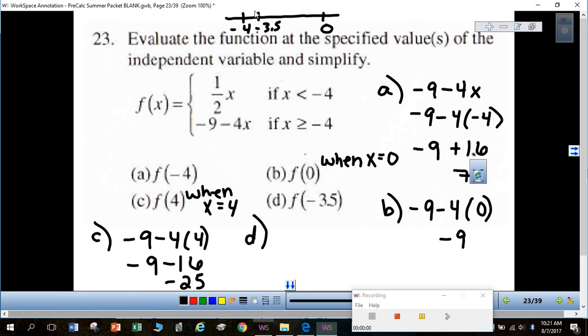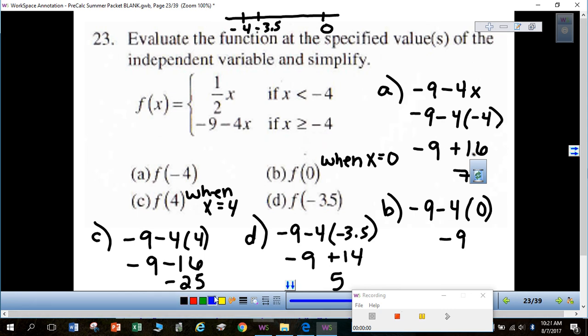So because it's to the right, it is still greater than -4. So we're going to use that second equation again. And that final answer there ends up being 5. So all four of our situations were greater than or equal to -4.